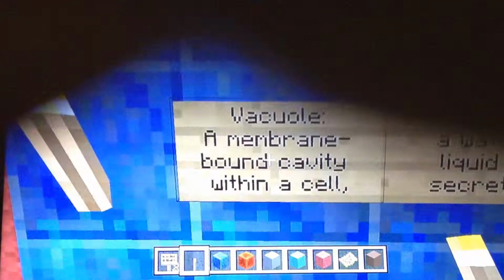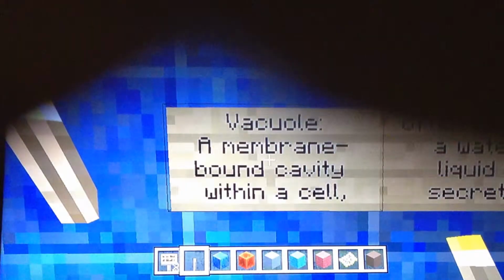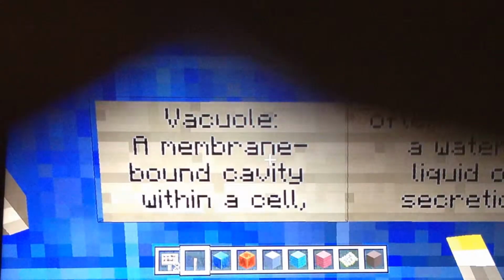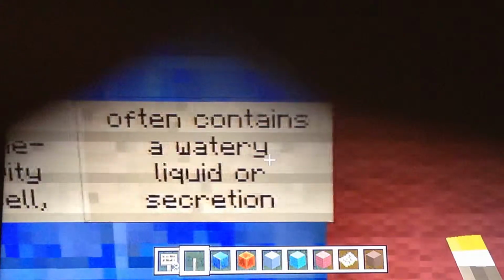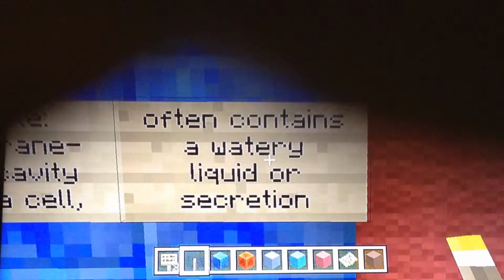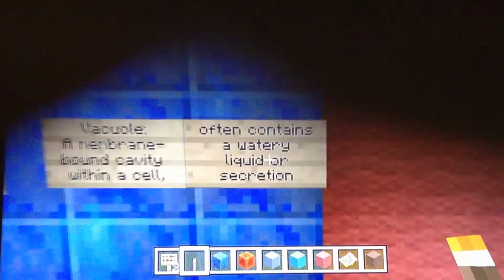Moving on, up here we have the vacuole. Small vacuoles is what they're called in animal cells, different from the large vacuole in plant cells, which takes up the majority of the cell. But here's a small vacuole. It's a membrane-bound cavity within a cell, and it often contains a watery liquid or secretion. So this basically is the food and water storage of the cell.